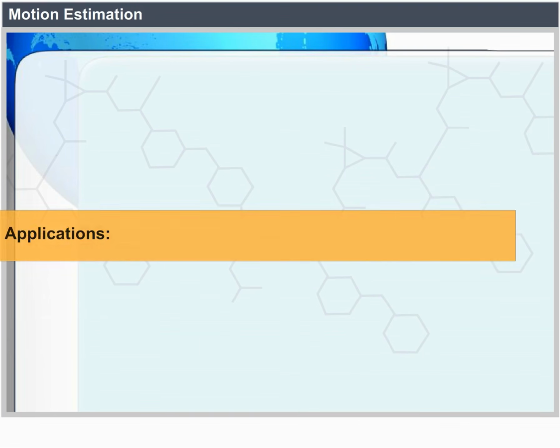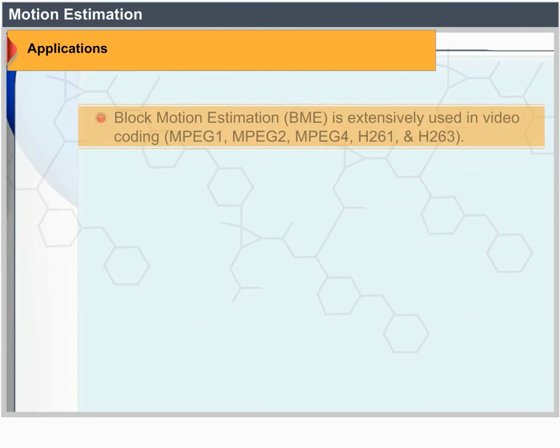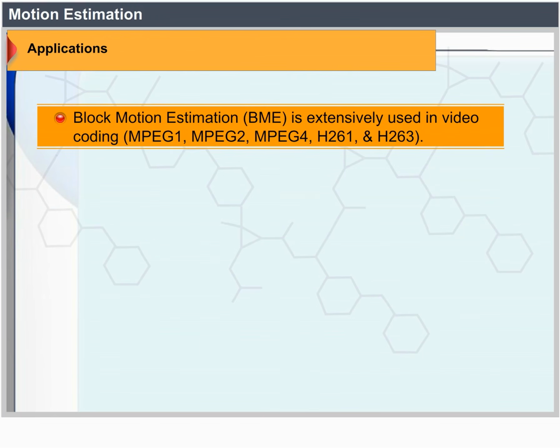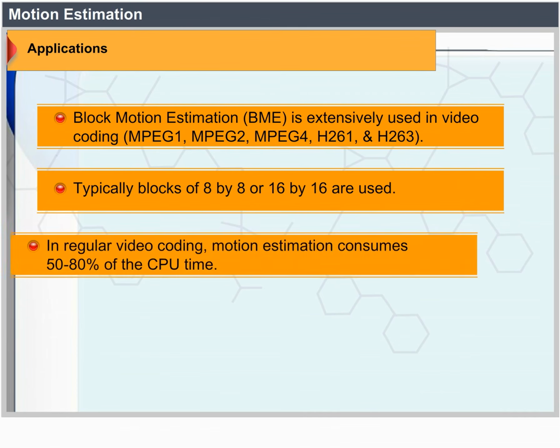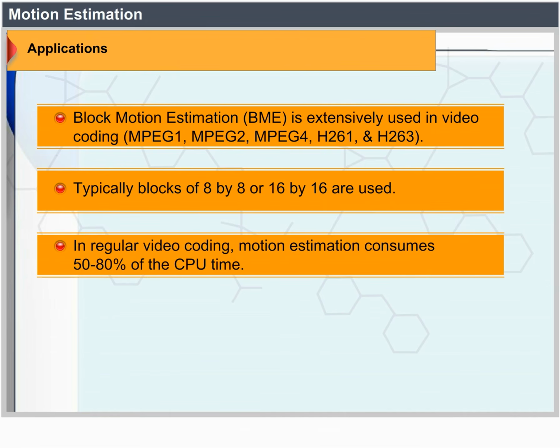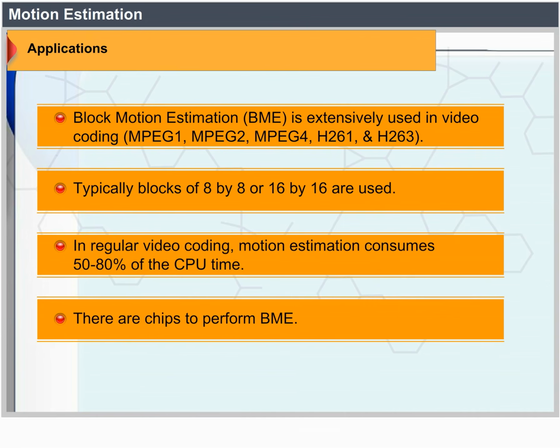Applications. Block motion estimation (BME) is extensively used in video coding: MPEG-1, MPEG-2, MPEG-4, H.261, and H.263. Typically, blocks of 8 by 8 or 16 by 16 are used. In regular video coding, motion estimation consumes 50 to 80% of the CPU time. There are chips that perform BME.